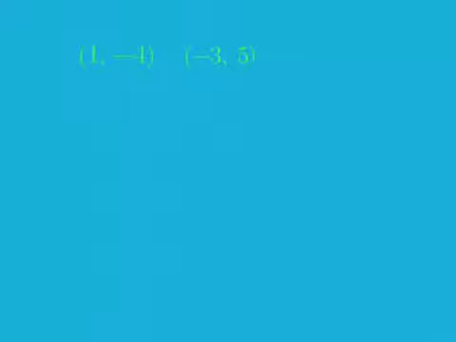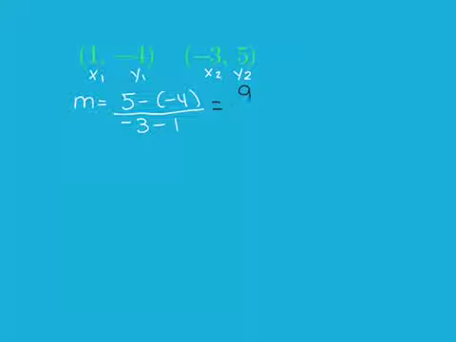In this next example, again, we are only given 2 points, which means we have to start by finding the slope. So this is x1, y1, and this is x2, y2. So we're going to go ahead and plug those into the slope formula. So 5 minus negative 4 over negative 3 minus 1. So in the numerator, that minus a negative becomes plus, so we have 9. And then negative 3 minus 1 is negative 4, which means our slope is negative 9/4.